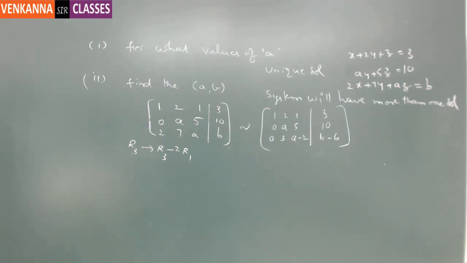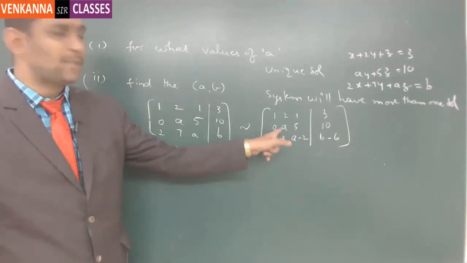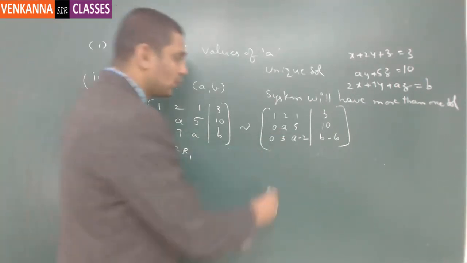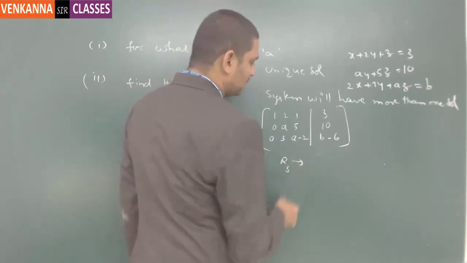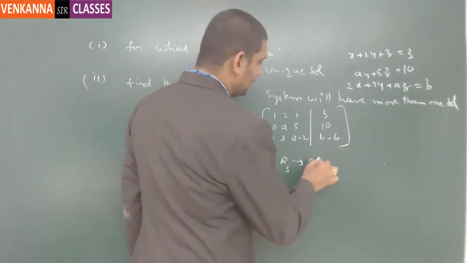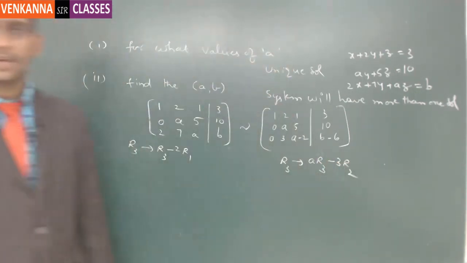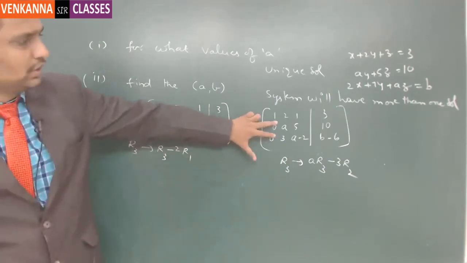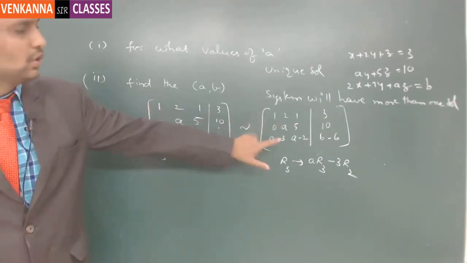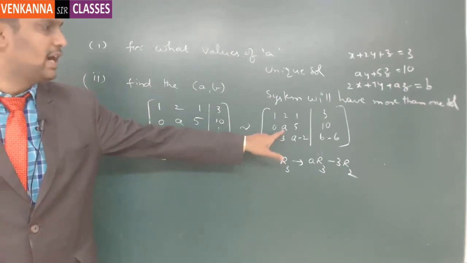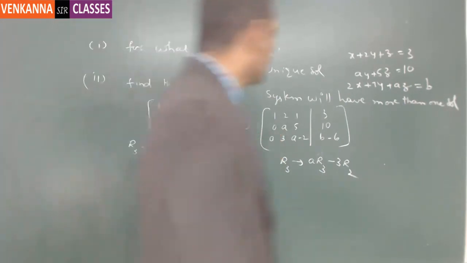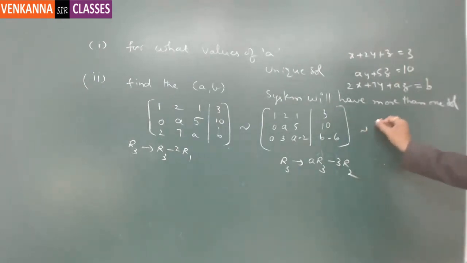Right. Now, to reduce the system into echelon form, if you consider the second diagonal element, the entry below it must be 0. So we have to perform the operation R3 tends to a times R3 minus 3 times R2, because in order to get 0, these two entries must have the same coefficient. So you have to multiply this row with a and the other row with 3. I think you can perform this on your own. So it is going to be like this.